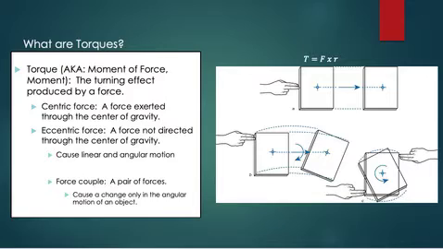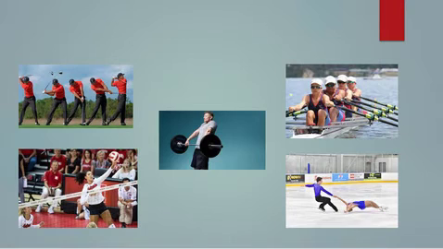In general, then, a centric force will cause or tend to cause change in the linear motion of an object. An eccentric force will cause or tend to cause changes in linear and angular motions of an object. And a force couple will cause or tend to cause only change in the angular motion of an object. Golfing, hitting in volleyball, doing a power clean, rowing, and turns in ice skating are all examples of sports and sport positions that require torque for movement performance.